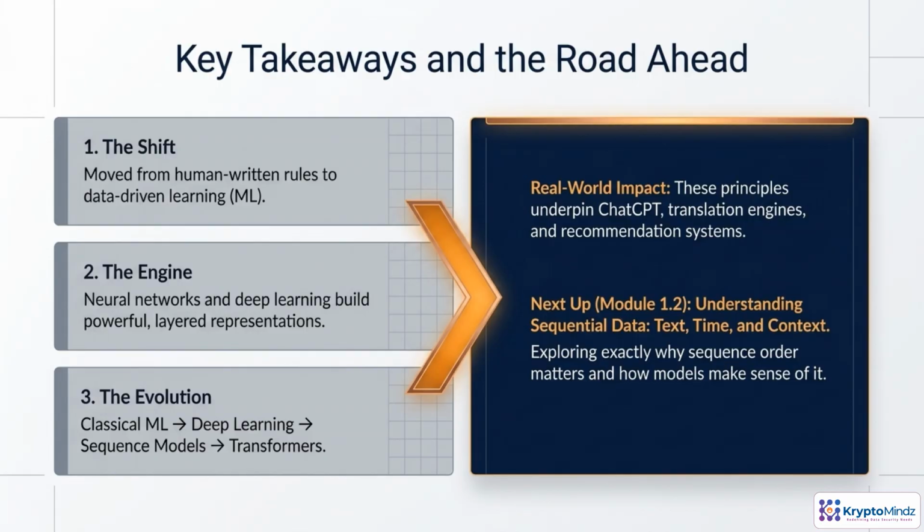So far, you've seen how we moved from rule-based systems to machine learning, how neural networks stack layers to learn rich representations, and how that evolution leads to transformers powering tools like chatbots and recommenders. Next, we'll zoom in on sequences, text, time, and context, and see why order matters so much.